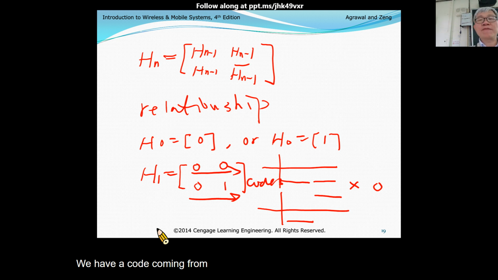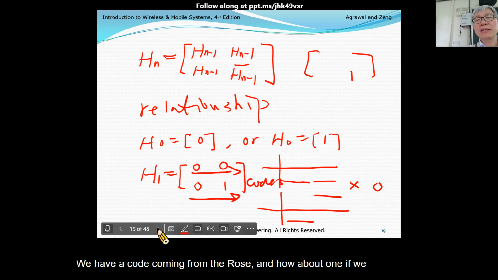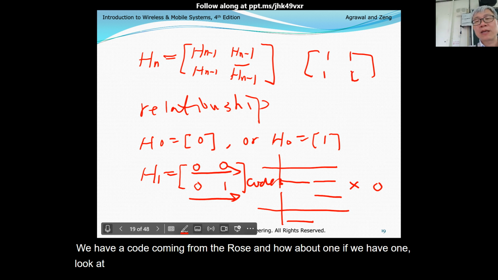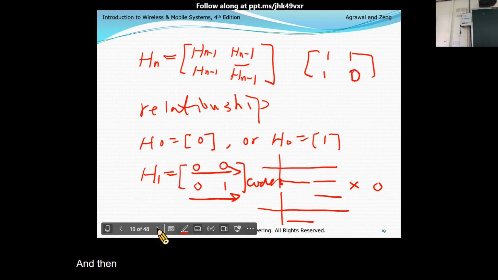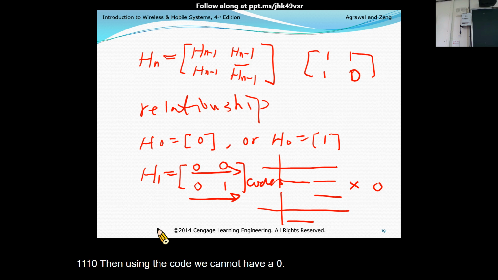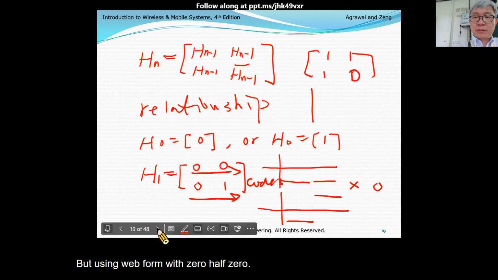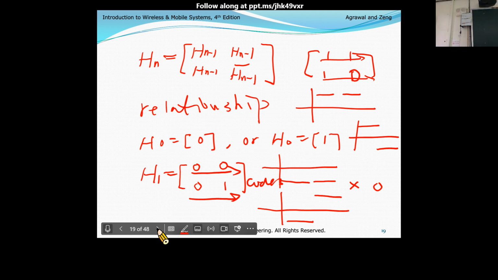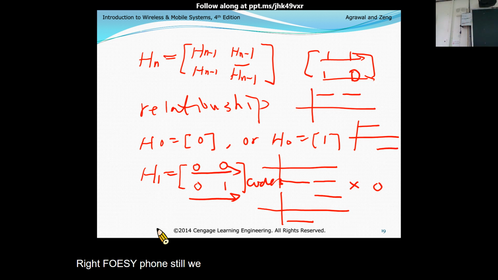And how about 1? If we have a 1, look at this. 1, and then it's 0. So if we have 1, 1, 1, 0, then using the code, we cannot have a 0. But using waveform, we still have a 0. Right? If we use waveform, still we can have the inner product 0 property.